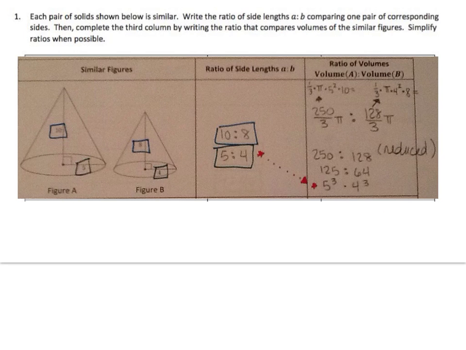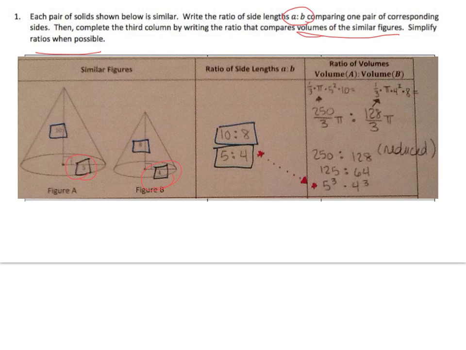Okay, now let's talk about three-dimensional. First we're going to look at the ratio of side lengths, A to B, and then talk about the volumes of the similar figures. Okay, simplify ratios as possible. This is the same thing we did with our two-dimensional shapes, except now we've got 3 dimensions and we're going to talk volume. Cool?